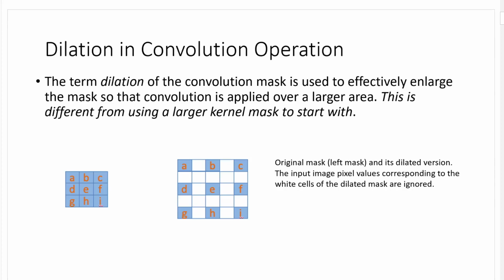Those values will be ignored. So effectively, what we are doing is calculating the convolution operation over a 5x5 area when the size of the convolution mask that we are using is 3x3. It is different from using a convolution mask of 5x5, because if we were using a convolution mask of 5x5, then we would be taking into account all the underlying pixels that are below this mask in the given image.